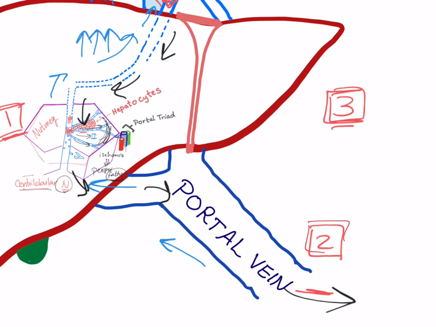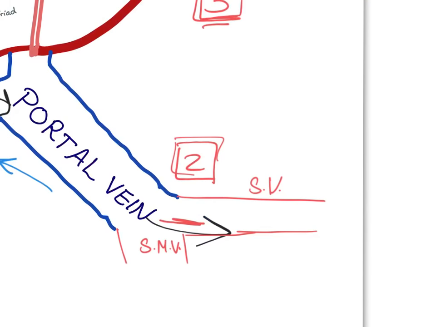Okay, the portal vein, as we know, is the union of the superior mesenteric vein and the splenic vein. So we will get splenomegaly. The spleen will become huge due to the congestion. The pressure is coming in this way.